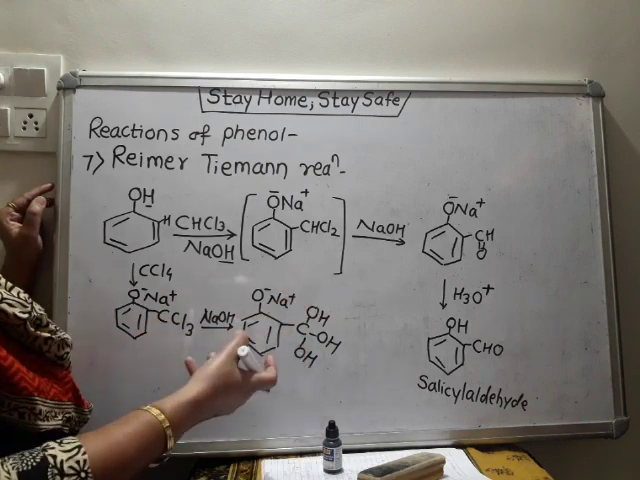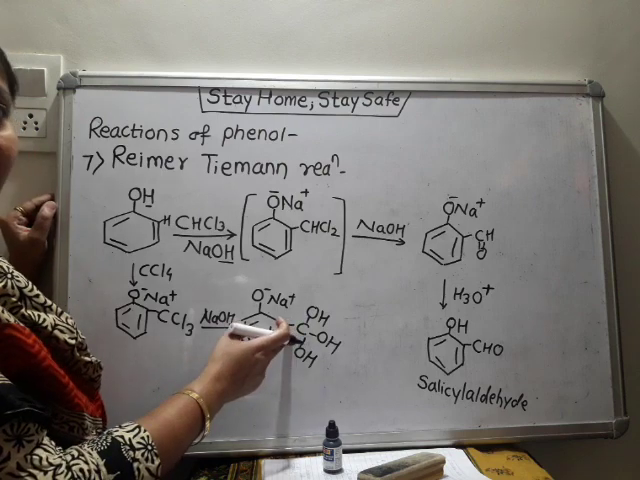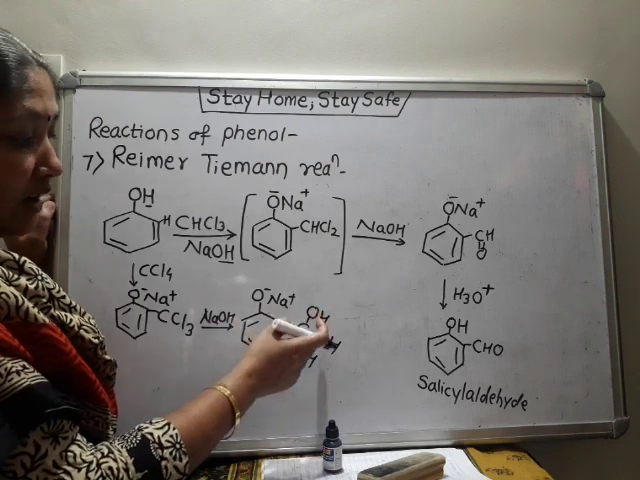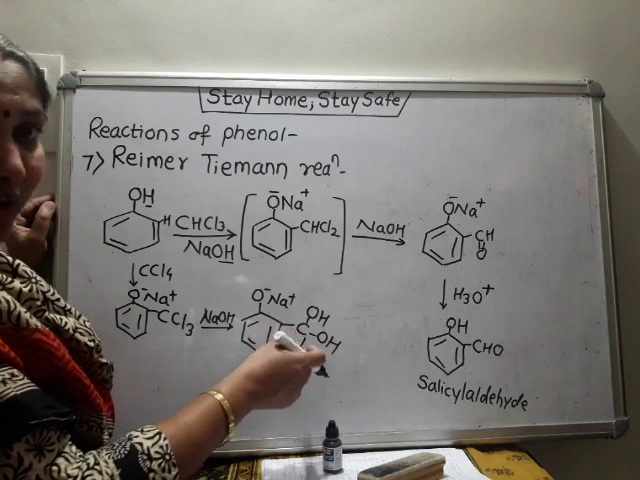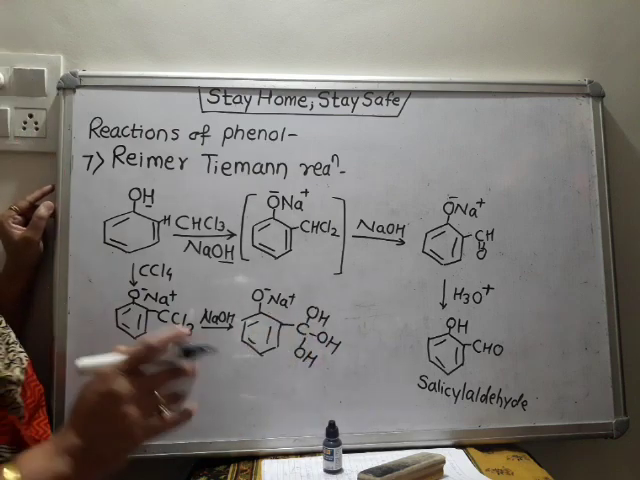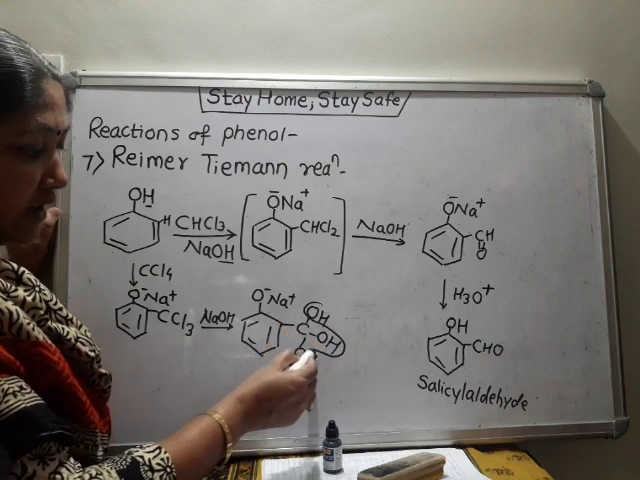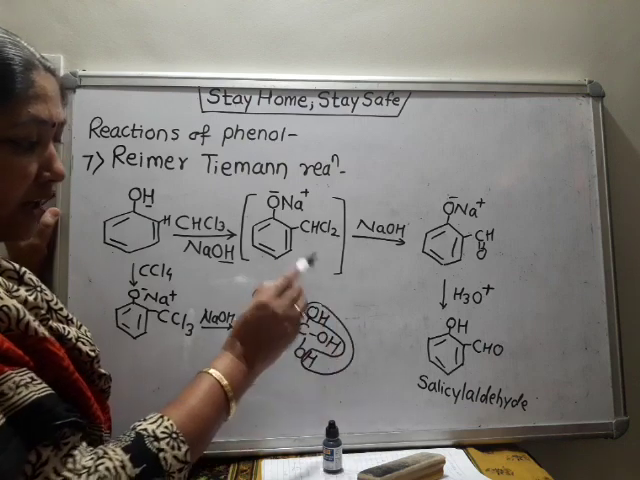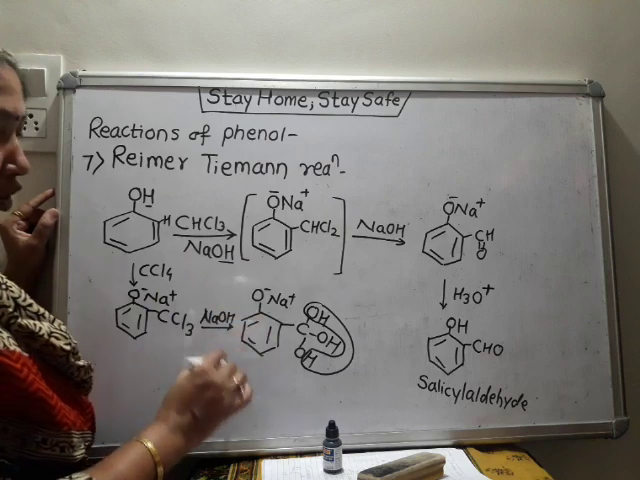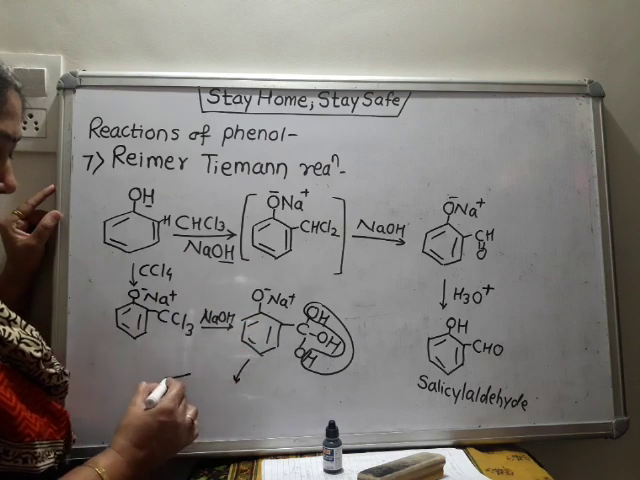Here there are 3 OH groups on 1 carbon. So these 3 OH groups again undergo a dehydration reaction. Suppose this OH group and this H are eliminated as water. So what would be the product in this case?